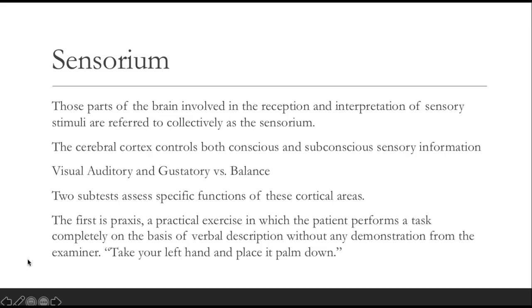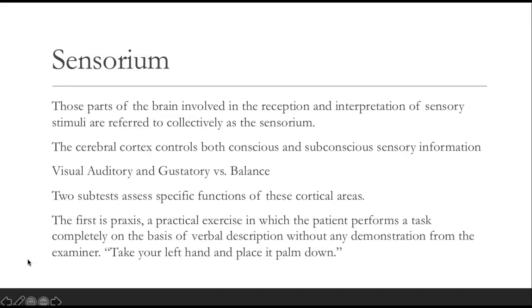The parts of the brain that are involved in the reception and interpretation of sensory stimuli are referred to collectively as a sensorium. And that happens in your cerebral cortex, where both conscious and subconscious sensory information is brought in and made understandable. So conscious, like your visual, auditory, and gustatory, but also subconscious, like balance and being able to take in the sense around you to be able to balance. That's not something that you're consciously aware of, but it's happening all the time.